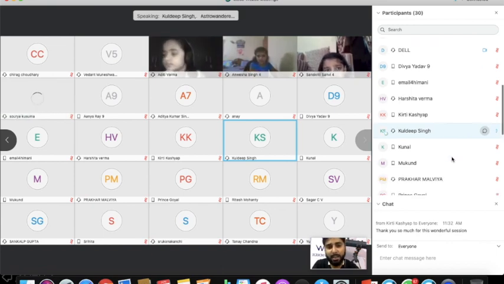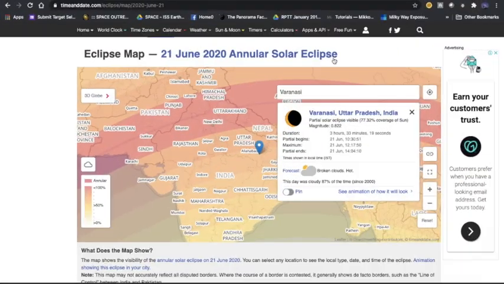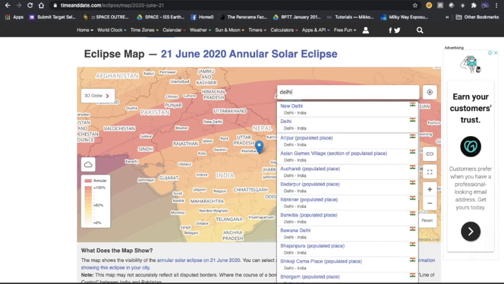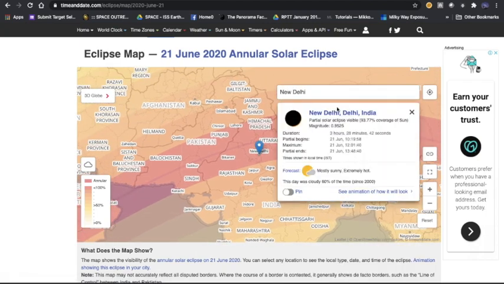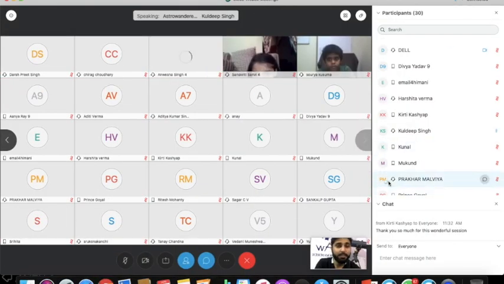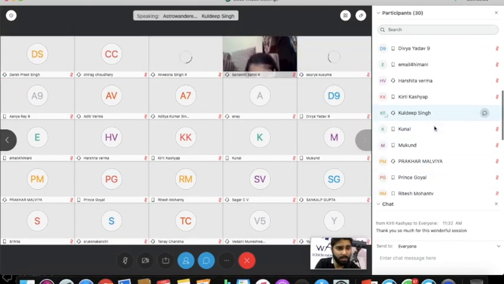I can tell you, but what I wanted was to equip you with a tool, so that you do not need anyone to tell this to you, but you know it yourself. So Delhi, it's nearly 94%, and it starts at 10:20 a.m. and maximum eclipse will be seen around 12:02. The partial eclipse and the entire eclipse ends at around 1:50 or 1:49. Okay, so that answers my question.